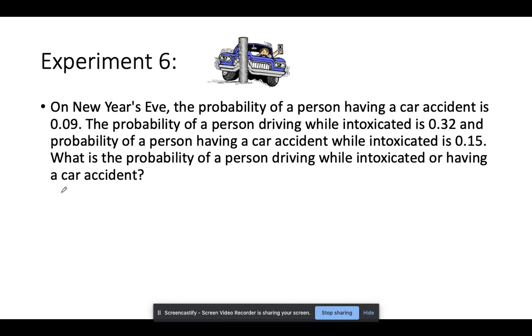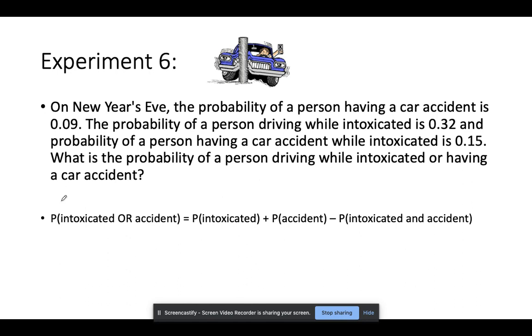So if you wrote out the problem in the formula in words, not A's and B's, but in words, it would look something like this. So there's our probability of intoxicated or accident. That's what we want to find. So the formula says we take the probability of the first one, intoxicated, plus the probability of accident, minus the and of those two things. So when I come up here, I can see, okay, there's the probability of an accident. That's 9%. So this is going to be 9% right here. Probability of intoxicated is 32%. And there's only one other number, so that's going to have to go here.